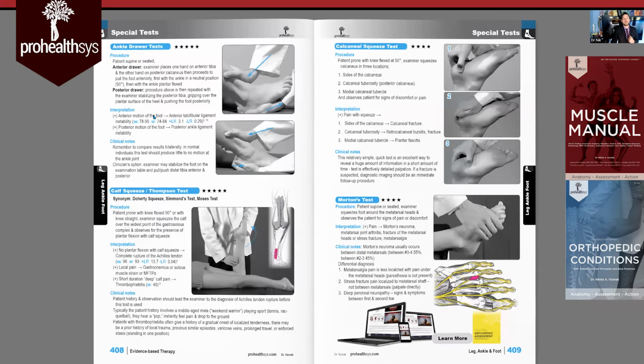But ankle drawer tests are good for stability, calf squeeze, Thomas test. It's okay. If you can't pick up an Achilles tendon rupture without doing this test, you might have missed something. So you might want to go back and review that condition. We also have a calcaneal squeeze test looking for stress fractures around the calcaneus or potentially plantar fasciitis. Morton's squeeze test for a Morton's neuroma, or stress fractures of the distal metatarsals like a marching fracture can show up as well. But either way, lots of good resources just to remind you on some of the key special tests that we would do.